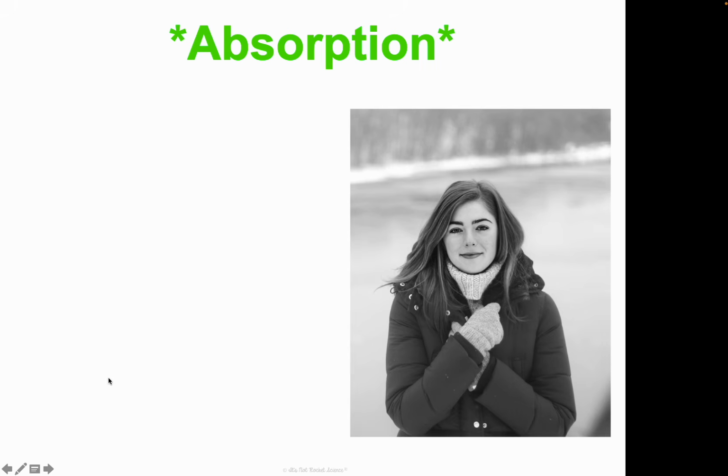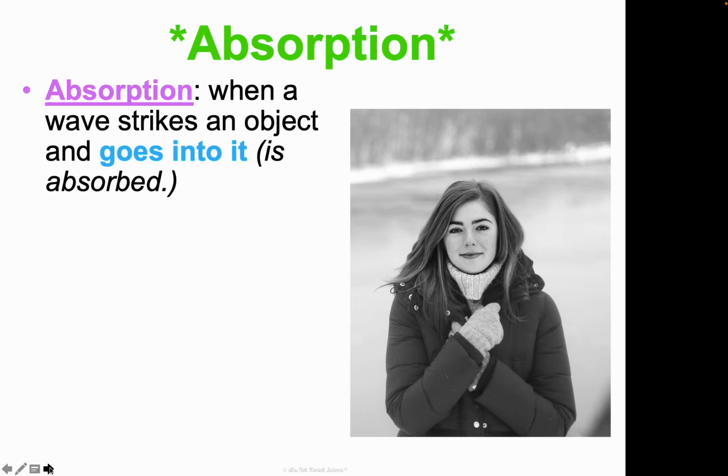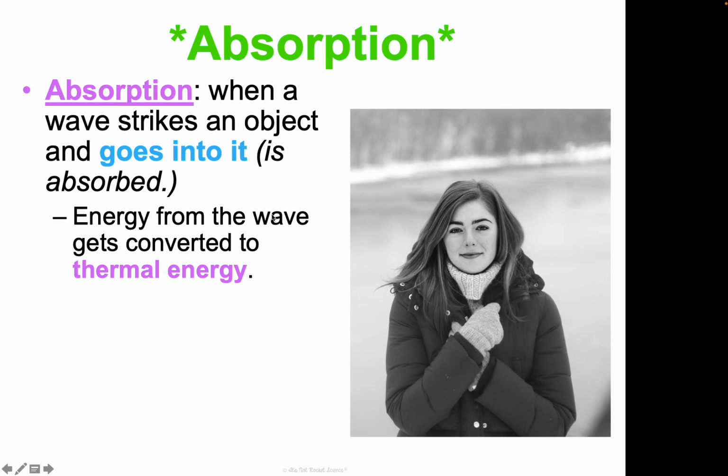Okay, the next wave behavior we're going to talk about is absorption. So this is when a wave strikes an object and it doesn't bounce off of it. It doesn't get caused to bend. It doesn't bend around it. It actually goes into it. So it just gets absorbed. And energy from the wave gets converted to thermal energy.